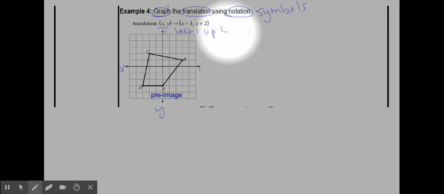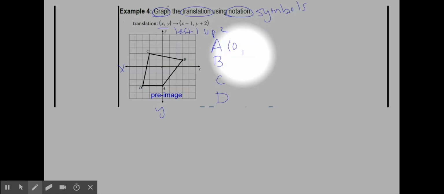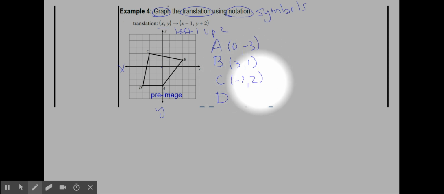Okay, so let's see, we've got a quadrilateral now because I've got 4 sides, A, B, C, and D. My coordinate for A, if I start from the origin, I'm not going left or right any, but it looks like I'm going 3 down. B is 1, 2, 3 to the right, 1 up. C is 2 to the left, 2 up. D is 3 to the left, 3 down. Okay, so that's our starting points, and we're going to make a change.